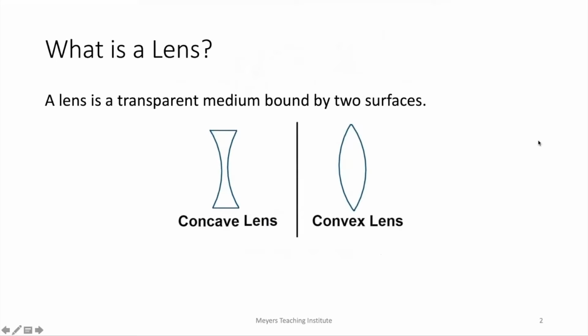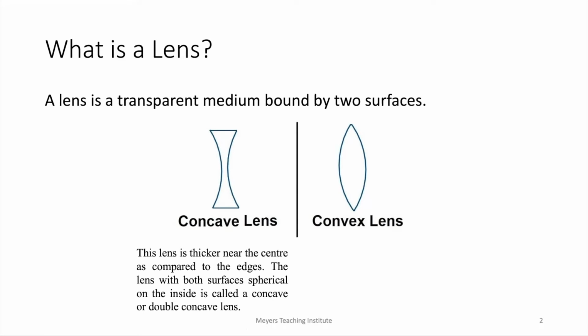So it is any transparent medium bound by two surfaces, something that's a very textbook definition, but in more detailed terms, we could say it's your spectacles or your magnifying glass. However, the lenses can be of two types, a concave and a convex lens, which could be defined as we can see on our screens.